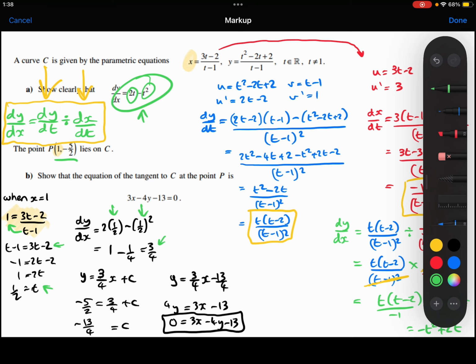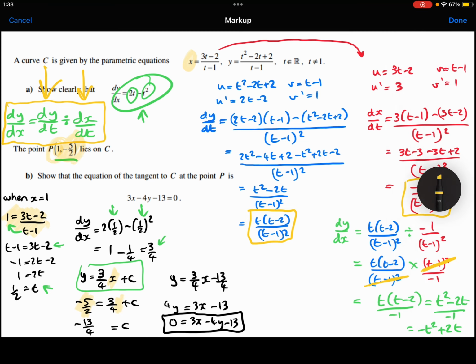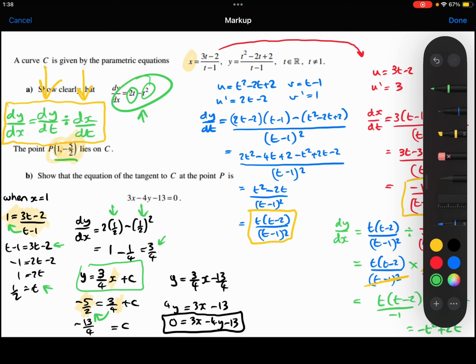So I've then done y equals mx plus c, knowing that the x coordinate is 1 when the y coordinate is minus 5 over 2. So just plug in that coordinate in here. Then taking the 3 over 4 away from both sides, so minus 5 over 2 minus 3/4 gives me the minus 13 over 4, so that's my c, which I've plugged in here, and then I've just rearranged that equation to get it in the form that we needed.